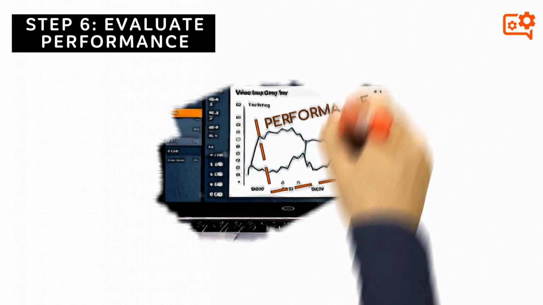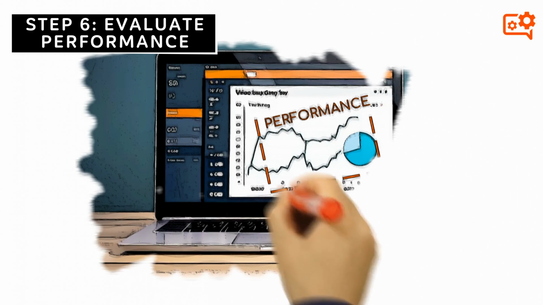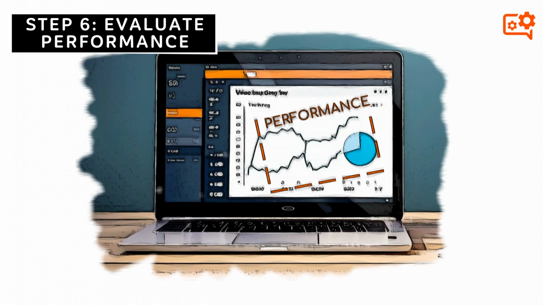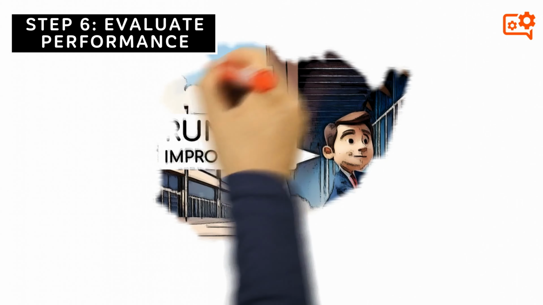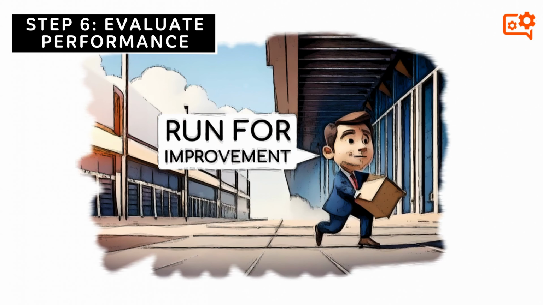Step 6. Regularly evaluate performance. Continuously monitor and evaluate the performance of new suppliers against predefined metrics. This allows you to identify areas for improvement, provide feedback, and ensure they meet your expectations.